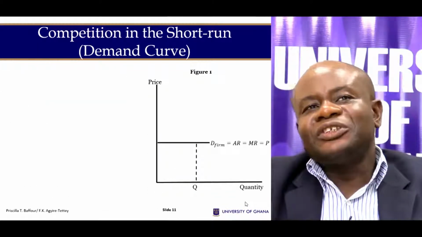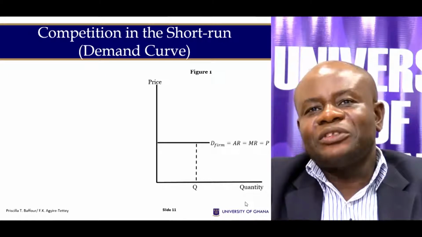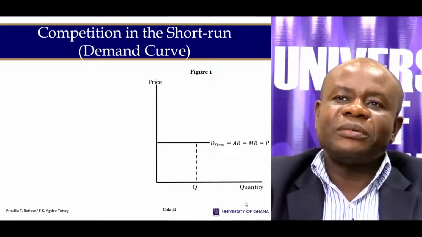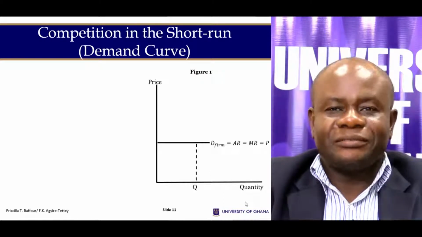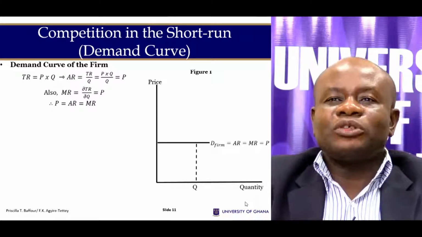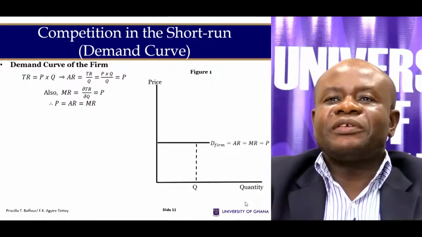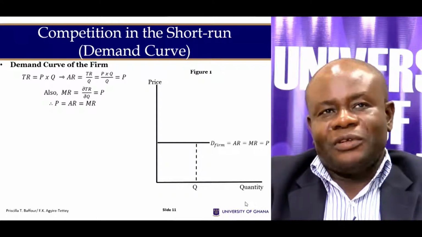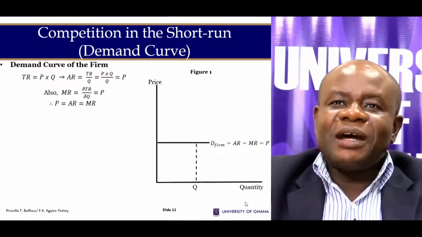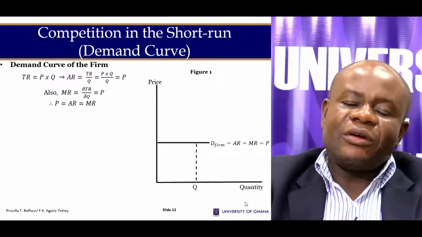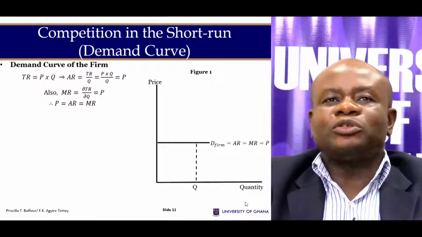So we have the horizontal demand curve, D, and it is equal to the average revenue, equal to the marginal revenue, and equal to the price. Our demand curve is horizontal, and the demand curve is equal to the average revenue, equal to the marginal revenue, and equal to the price. And this we can prove mathematically: our demand curve is the same as the marginal revenue and the average revenue, as well as equal to the price.